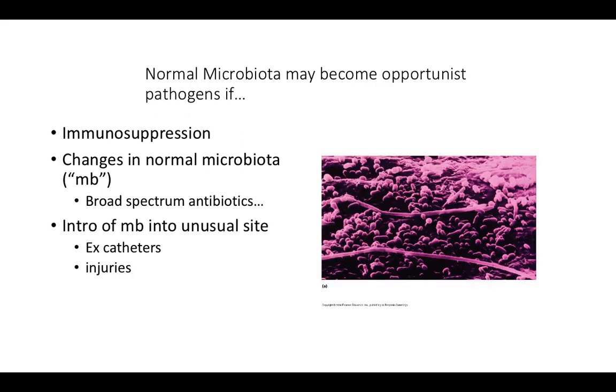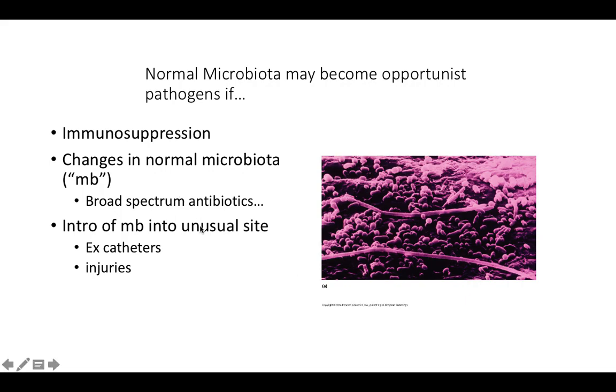And again, just stressing to you guys that the normal microbiome may become opportunistic pathogens if we become immunosuppressed. There's a change in the normal makeup of the microbiome. So, for example, if we take broad spectrum antibiotics, we kill all the good protective lactic acid bacteria, and that permits the yeast Candida albicans to take over.